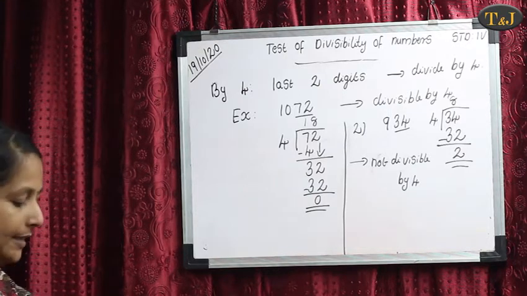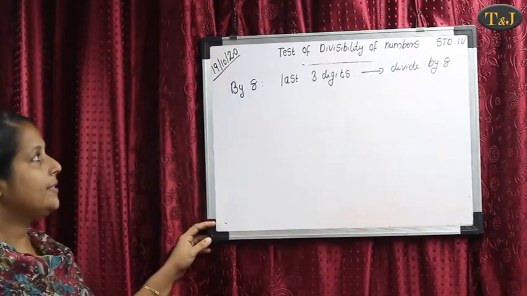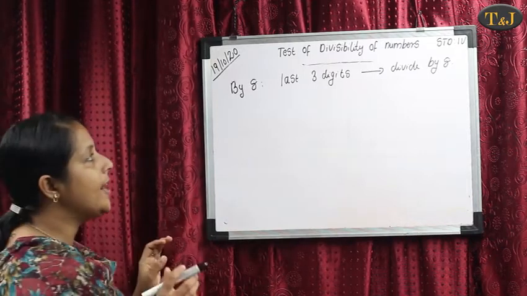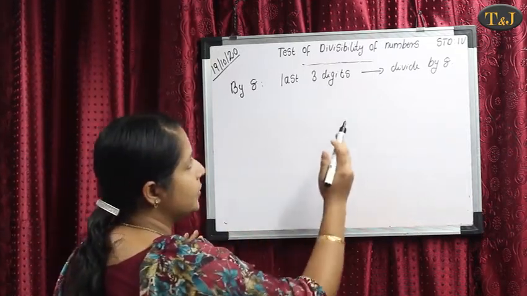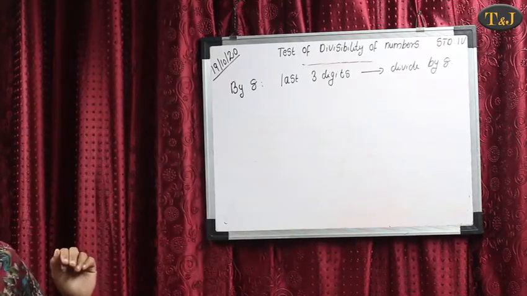Okay. Then our next test is divisibility by 8. In the test of divisibility of the number by 8, we are taking the last 3 digits. Those digits are divided by 8. If we get the remainder as 0, it is divisible by the number 8.